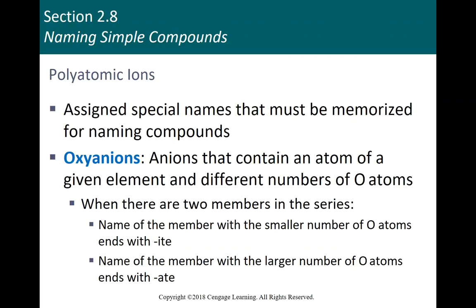Some of your polyatomic ions are what we call oxyanions, and that just means that they have an atom of a given element with some oxygens as well.